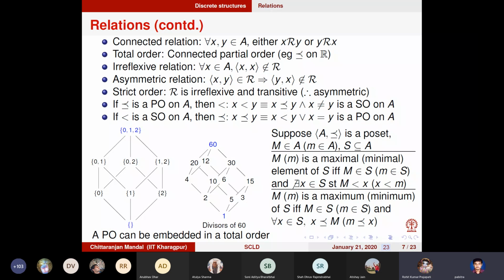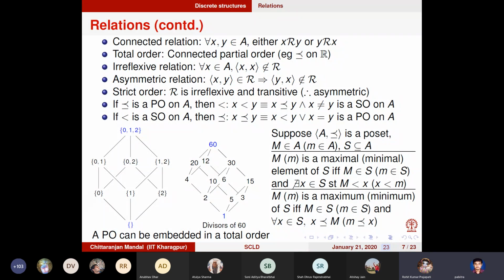The common name we use in arithmetic for this relation is the divisor relation. These are all the divisors of both 12 and 30: 1, 2, 3, 6. These are the common divisors of 12 and 30.